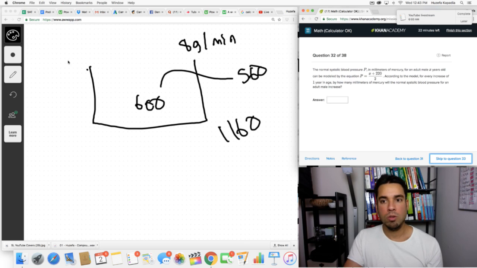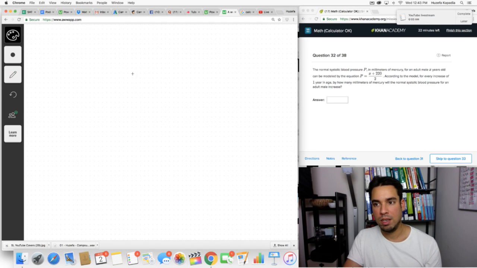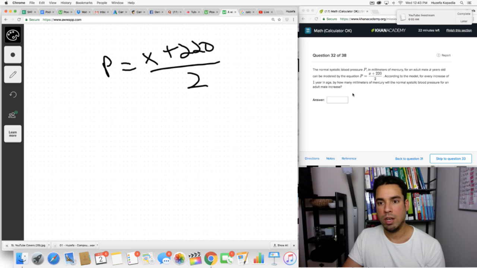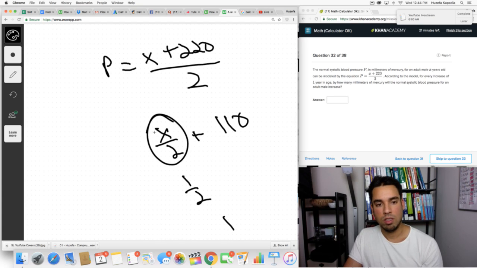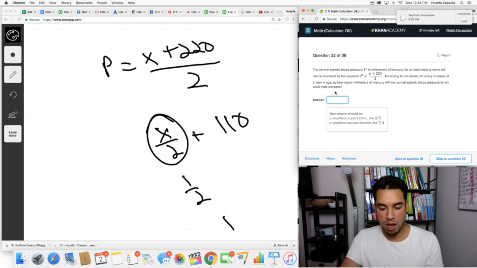All right. The normal systolic blood pressure, P, for adult males can be modeled by the equation P equals (x plus 220) over 2. For every increase of 1 year in age, so x is age, how many millimeters of mercury will the normal systolic blood pressure for an adult male increase? So if this goes up by 1, all right, it becomes plus 2. You know what, this is easier if we break it out like this. This becomes x over 2 plus 220 over 2, right? I'm just splitting this up, which is 110. So every time this increases by 1, it goes up by a half. When x is 1, it's 1/2. When x is 2, you're going up by 1. So this is the change. So we can say 1/2 or 0.5. I'm going to say 0.5.